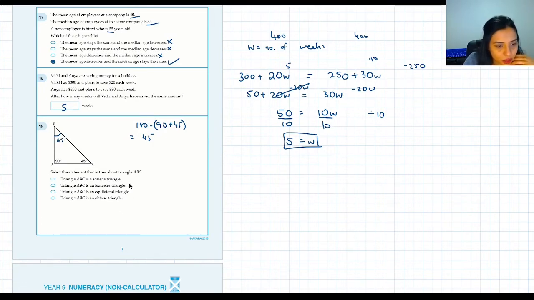Triangle ABC is an isosceles triangle. Well, yes, because in an isosceles triangle, 2 sides and 2 angles are the same. So this side and this side will be the same because these 2 angles are the same. Scalene triangle means all sides and all angles are different. Equilateral triangle means all angles are the same, which is not the case in this question. And obtuse triangle means one angle is between 90 and 180 degrees, which is not the case here. So our answer is this one.